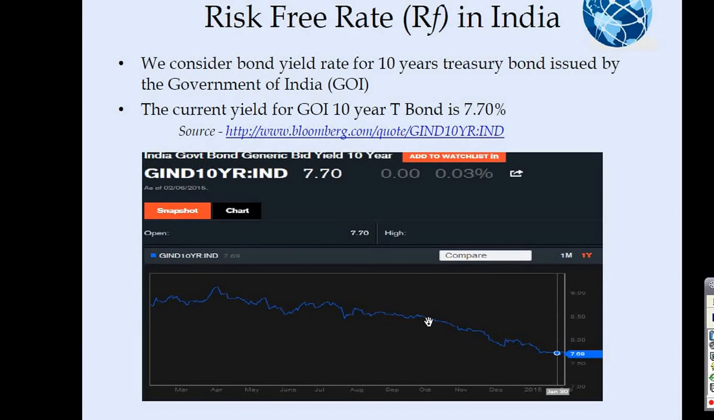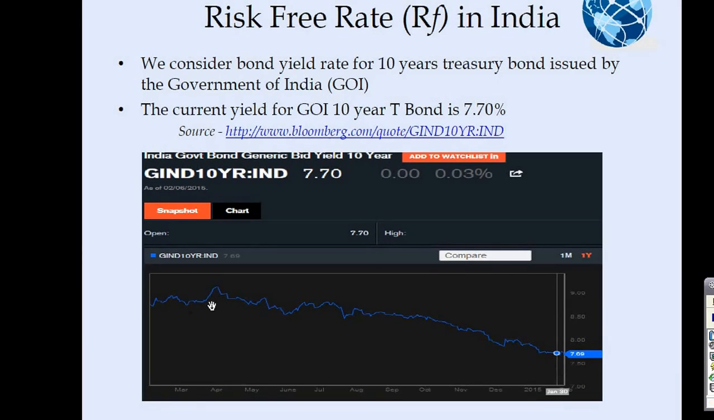Now, the risk-free rate of return in India. We are taking the 10-year T-bond yield of the Government of India. We can get this from Bloomberg. It's freely available, and this is the link. If you see the last 1 year chart of the yield of the 10-year T-bond of the Indian government, it has dropped. In the last 10 months, it has dropped from 9.1% to somewhere around 7.7%, which is a 15% drop in the yield.